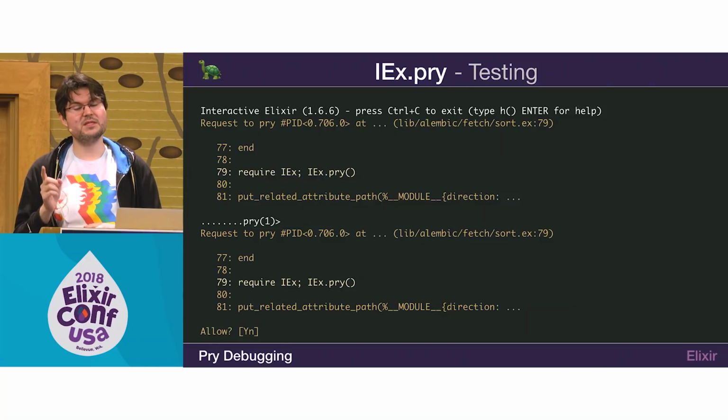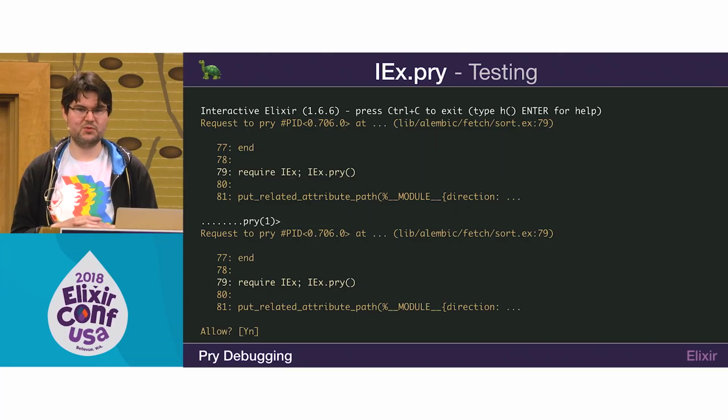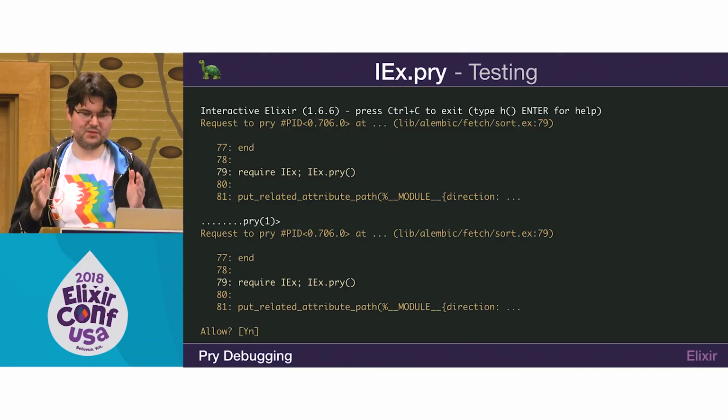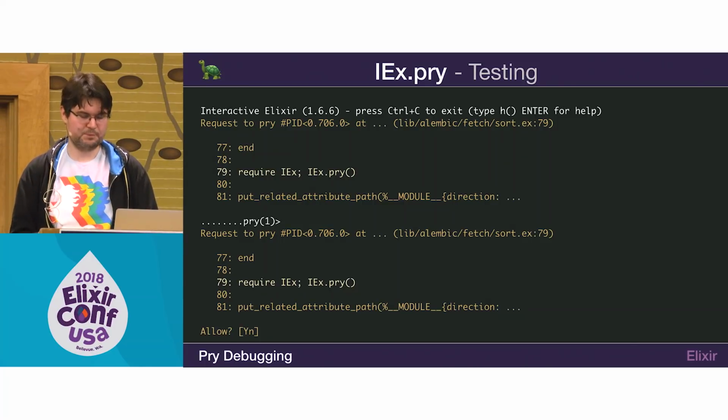Trace does have the benefit, though, that it turns off the 60-second default timeout in ExUnit also. It is pretty much the only way to do that from the command line. So if you need to stop the 1-minute timeout from killing your pry session, use trace also.